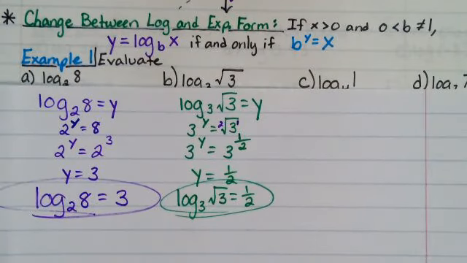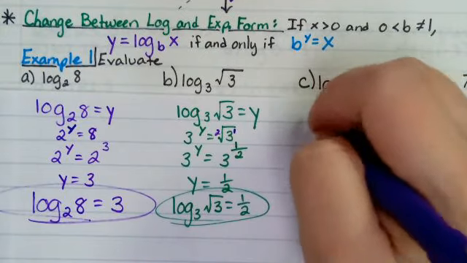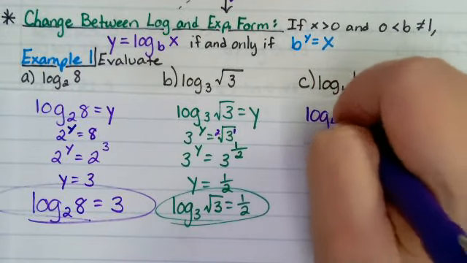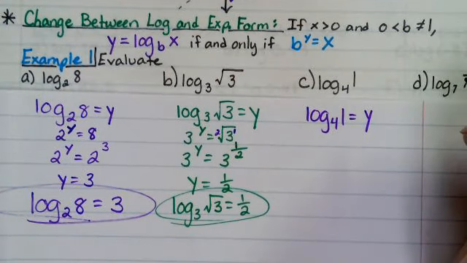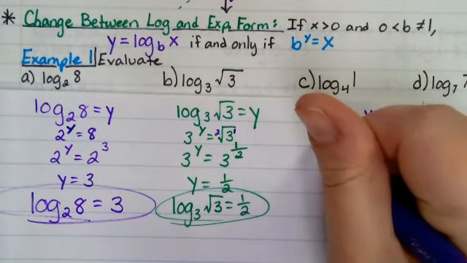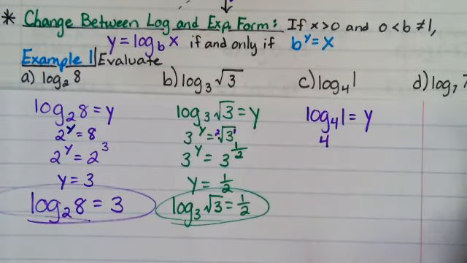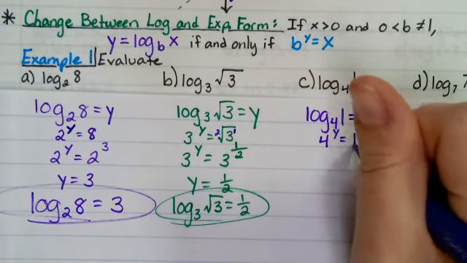We're going to start getting into some interesting properties over here. Look at this guy. We've got log base 4 of 1. We're going to do the same thing and set it equal to y, and we're going to put this in exponential form. Follow that same pattern. The base of the log is the base of the exponential. The log was equal to the exponent y, and that's equal to 1.